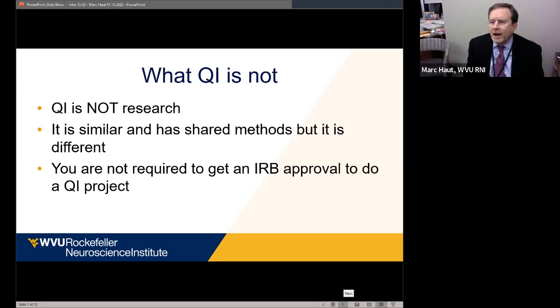So QI is not research. And this is really important. The thing that really cued me into QI a while back was when somebody said, well, yeah, it's not research. You don't have to get an IRB to do that. Anybody know what an IRB is? Institutional Review Board. It's the group that you have to go to with a very systematic protocol before you do research with human subjects to get it approved.